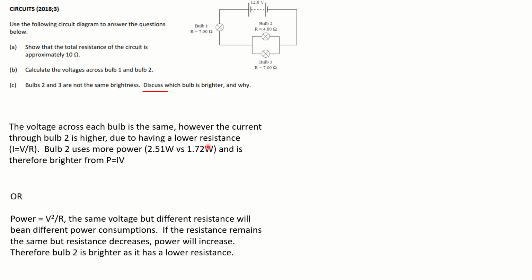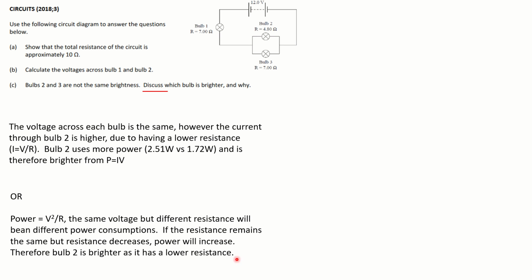Or you can use the power equals V squared over R equation. The same voltage but different resistances will mean different power consumptions. Resistance remains the same, but there are two typos in there. If the voltage, that should read, remains the same but resistance decreases, power will increase, therefore bulb 2 is brighter as it has a low resistance.